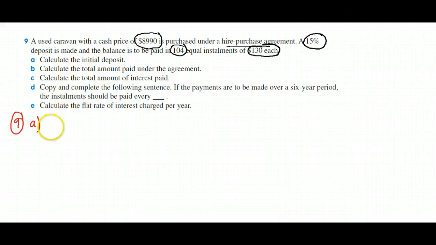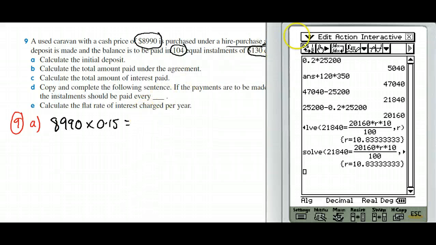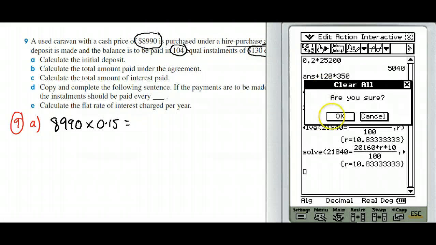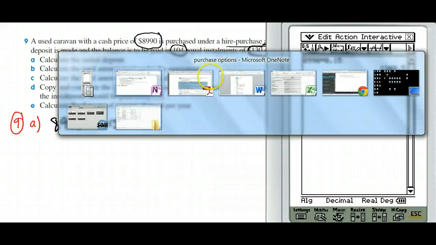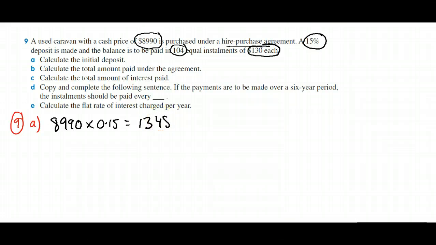Okay, that bit's easy. If the cash price was that, and we've got to pay a 15% deposit, then we've just got to multiply that price by 0.15. That's 15% as a decimal. So when we put that into the calculator, times 0.15, we get 1348.5. That's the deposit we've got to pay.